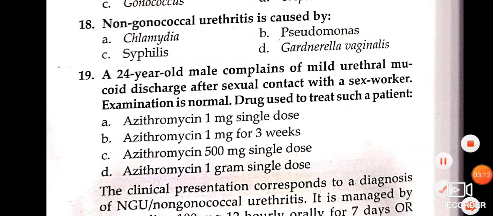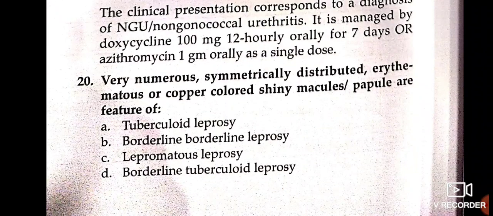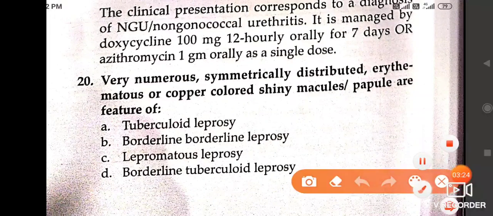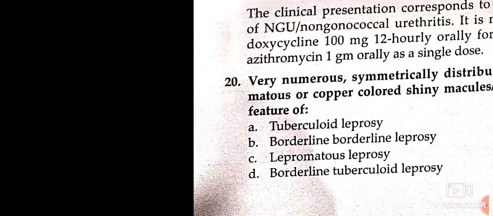Non-gonococcal urethritis is caused by chlamydia. This is the same question repeated. The treatment is azithromycin 1 gram single oral dose. Okay. Very numerous symmetrically distributed erythematous or copper-colored shiny macules and papules are a feature of lepromatous leprosy.